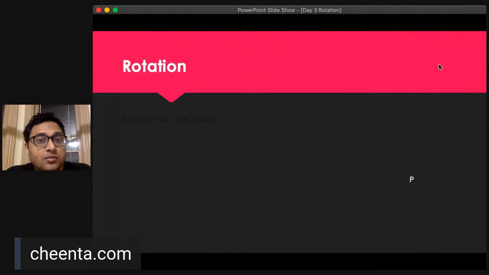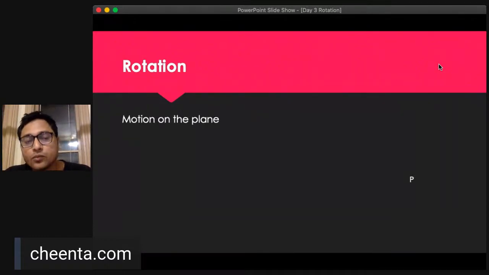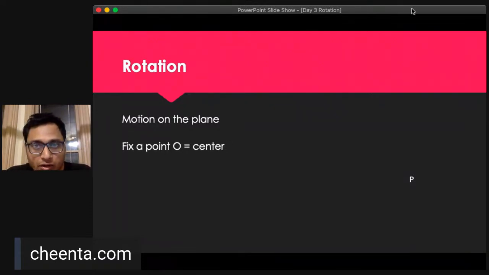For that, we need to understand something called rotation. We already talked about it. Let me explain that very quickly one more time so that you remember it. Rotation is nothing but a type of motion on the plane. You fix a point O, which is the center. So maybe this is O, the center.